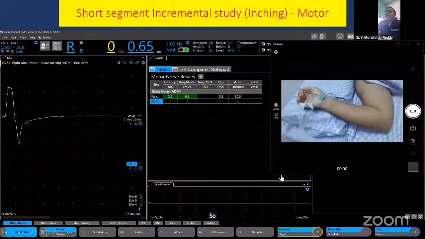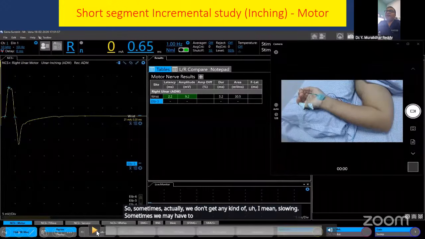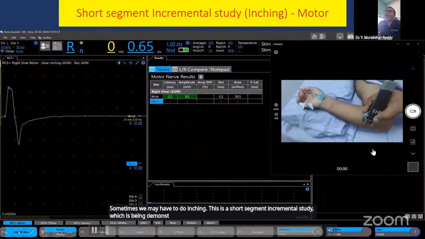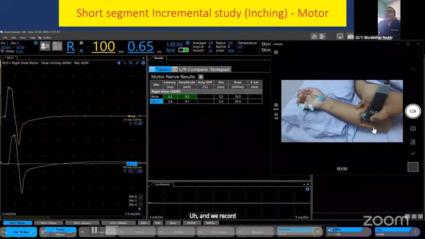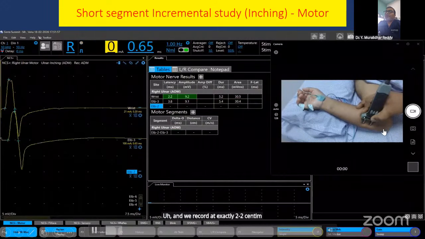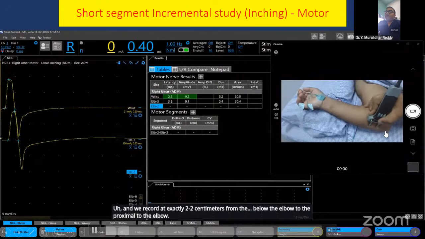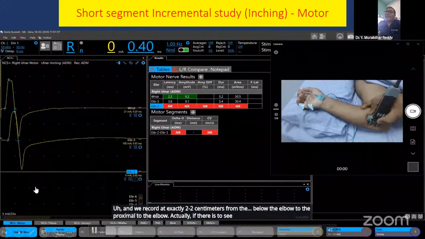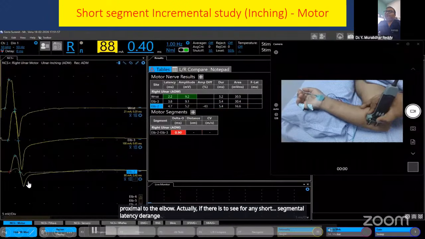Sometimes we don't get any kind of slowing, and sometimes we may have to do inching. This is a short segment incremental study which is being demonstrated. Again, same recording from the ADM, and we record at exactly 2 centimeters from below the elbow to proximal to the elbow, to see any short segmental latency derangements.